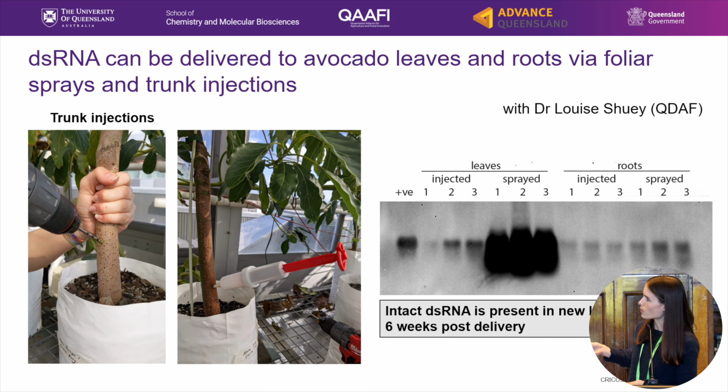So this northern blot is 6 weeks after I did that initial trunk injection. And I was actually quite surprised, but I could still see the double-stranded RNA in the leaves and in the roots at that time point. And I also sprayed the RNA onto leaves as well. And it seems that avocado can actually take up RNA really well. So even when I sprayed it onto the leaves, I could still detect it in the roots. So yeah, avocado seems to be a bit different to some of the other Myrtaceae I was working with.